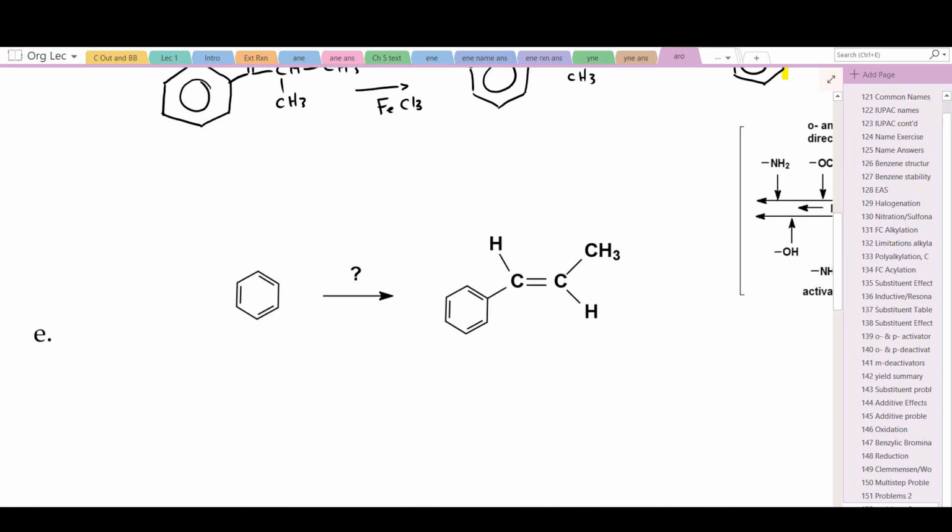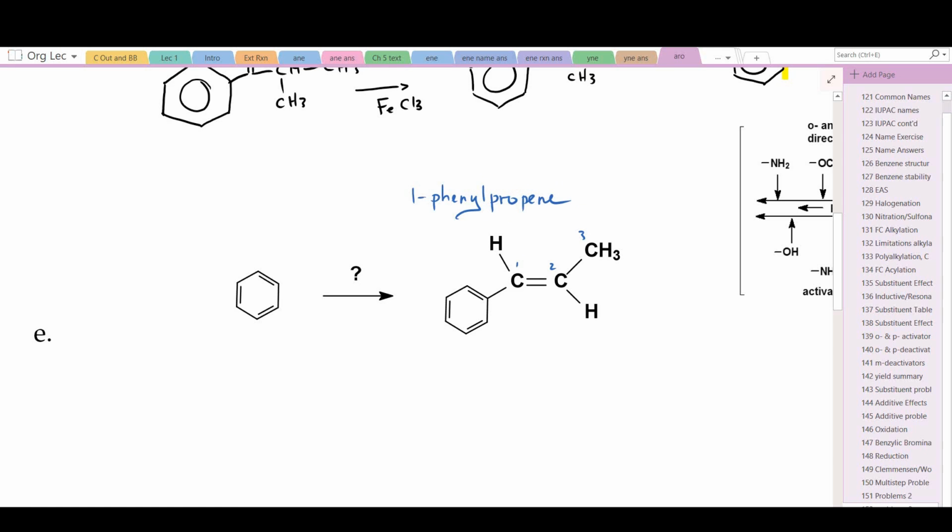Our next problem asks us to convert benzene to this alkene. If I had to name this, alkene likely has precedence. I'd number this 1, 2, 3. This would be 1-phenyl propene.